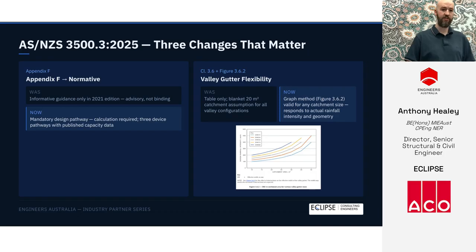The second change concerns valley gutter design. Previously, the standard used a blanket 20 square metre catchment assumption for all valley configurations, which was a bit of a blunt instrument for larger or more complex roof geometries. The 2025 edition adds figure 3.6.2, which is a graphical method. It allows valley gutter design to respond to actual catchment sizes and rainfall intensity. The third change is the new clause 5.3.8, which adds explicit requirements for the connection of miscellaneous appliances to the stormwater system, including HVAC, condensate, pool overflow, and similar.